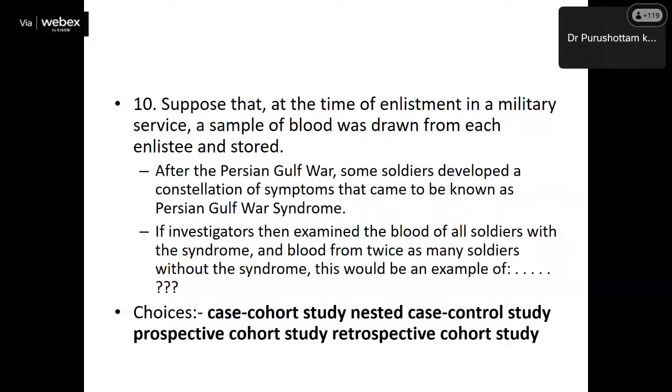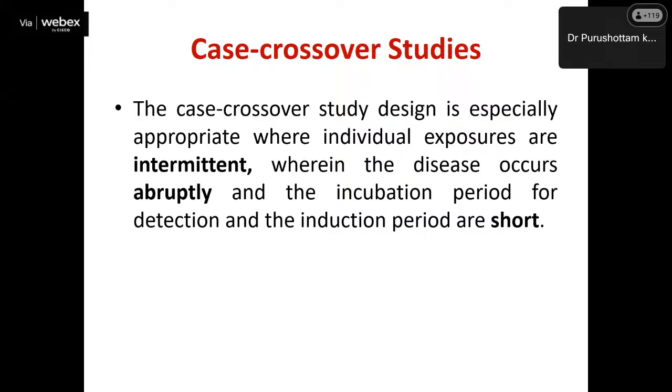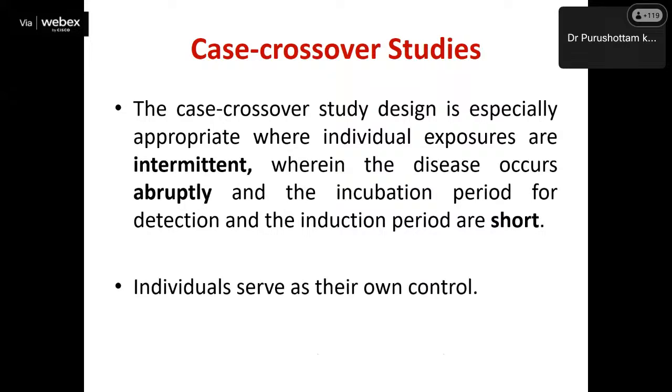So now the third one is the case crossover study. So what is that? Case crossover study design is especially appropriate where individual exposures are intermittent, wherein the disease occurs abruptly and the incubation period for the detection and the induction period are short. So this is the criteria for when we do a crossover study. The individual serves as their own control.